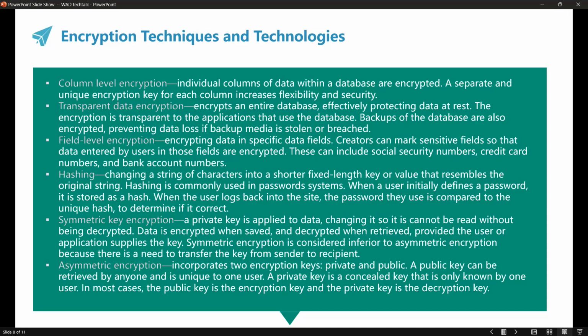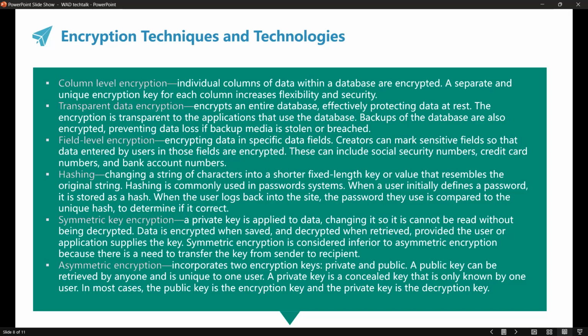Hashing: changing a string of characters into a shorter fixed length key or value that represents the original string. Hashing is commonly used in password systems. When a user initially defines a password, it is stored as a hash. When the user logs back into the site, the password they use is compared to the unique hash to determine if it's correct.